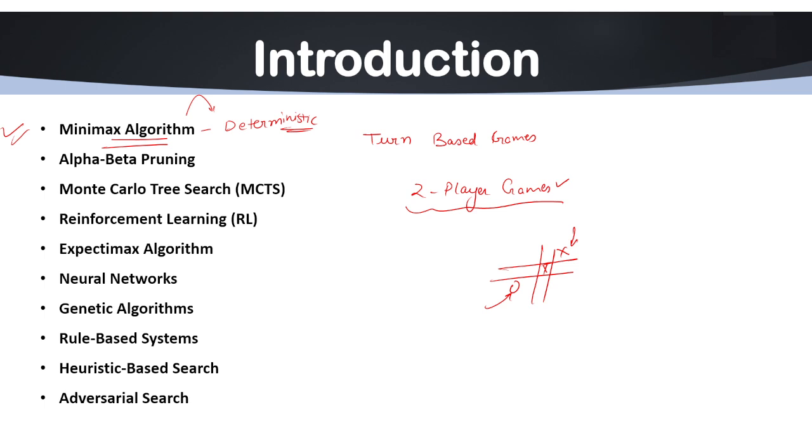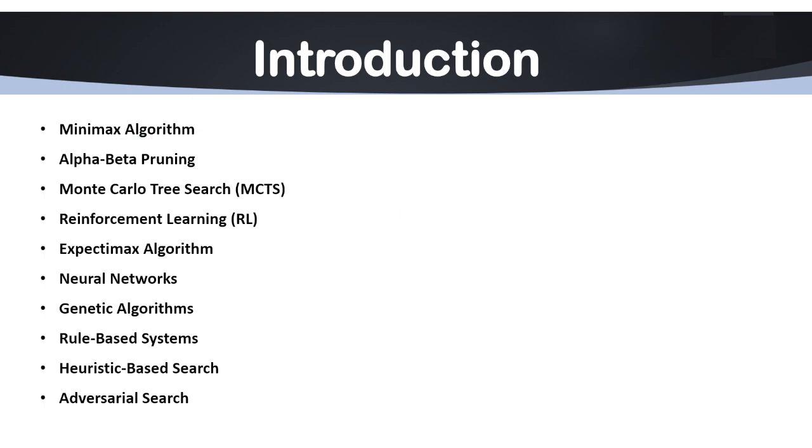It has some limitations also. So it is computationally expensive for games with large search spaces. So in such games, we have a large search space. That's why it can be computationally expensive sometimes. So this is the limitation of the min-max search algorithm.